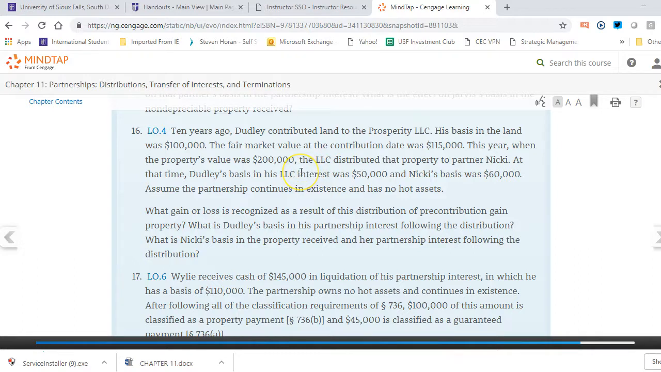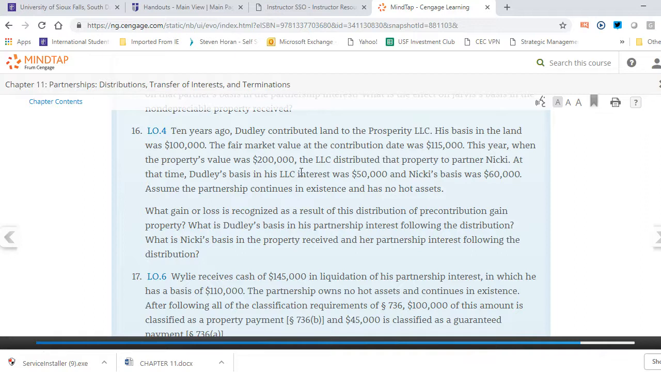Okay, so here's the rules. Because Dudley contributed the property more than 7 years before the property was distributed to the other partner, the pre-contribution gain distribution rules do not apply. And this is a normal proportionate current distribution, which means there's no gain.